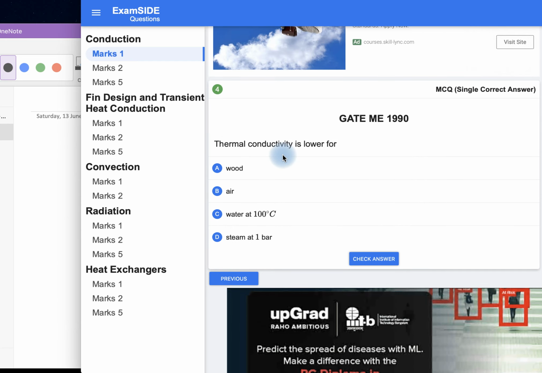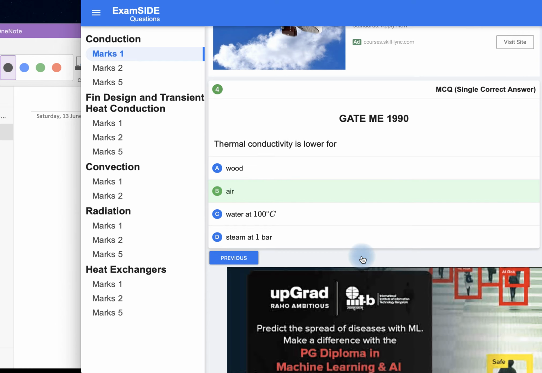The thermal conductivity is lower for wood, air, water at 100 degrees Celsius and steam at 1 bar. I think its answer should be air. We'll check, I don't know correctly. That is correct.